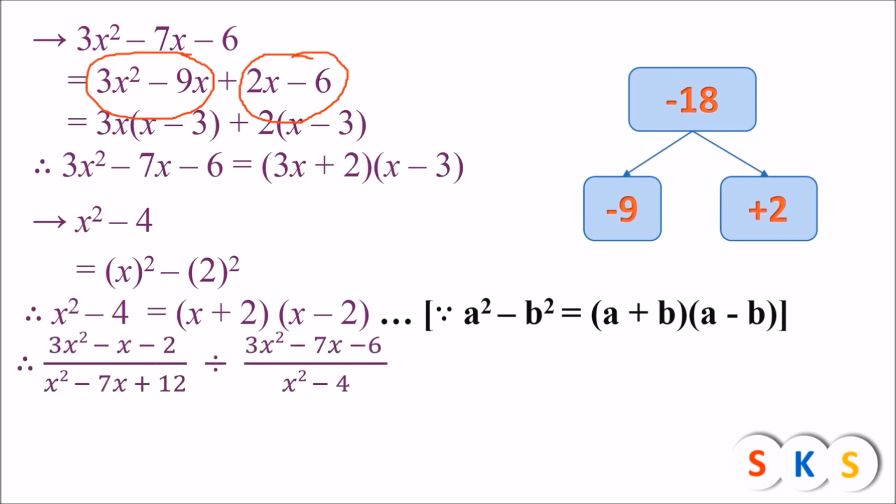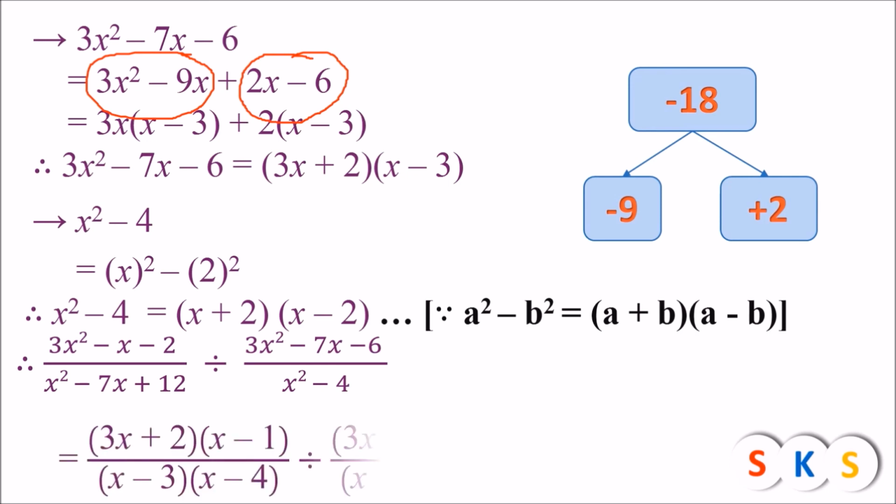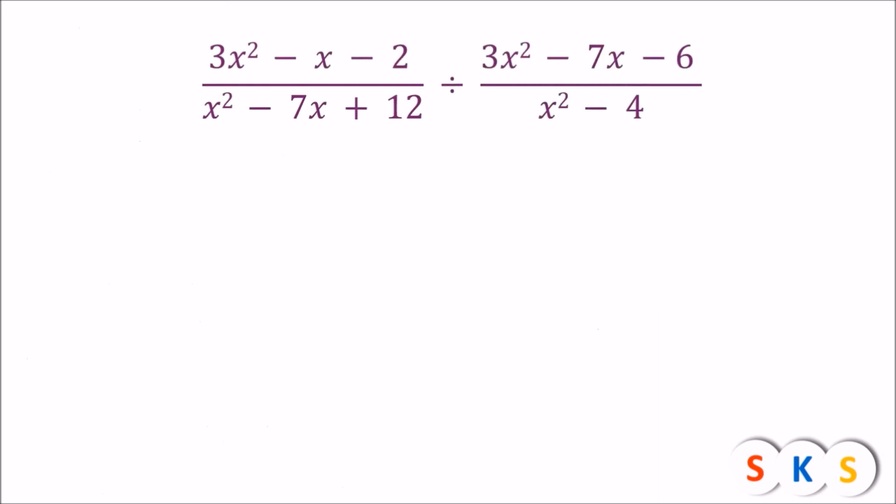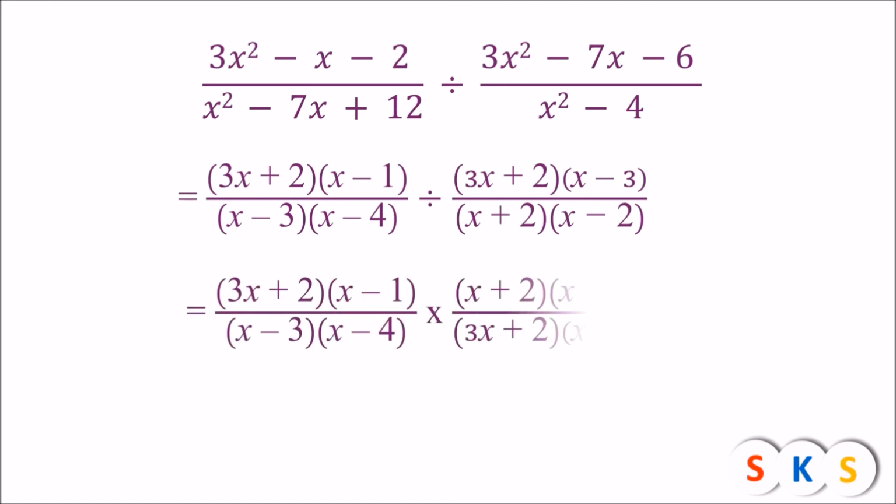Now here we have the question: 3x square minus x minus 2 whole upon x square minus 7x plus 12, divided by 3x square minus 7x minus 6 whole upon x square minus 4. Now I have substituted the factors of each. Let's see what we will get further. We will write it in the form of multiplication, right? When you write it in the form of multiplication, you will get the reciprocal of the second term. You can see the reciprocal of this.